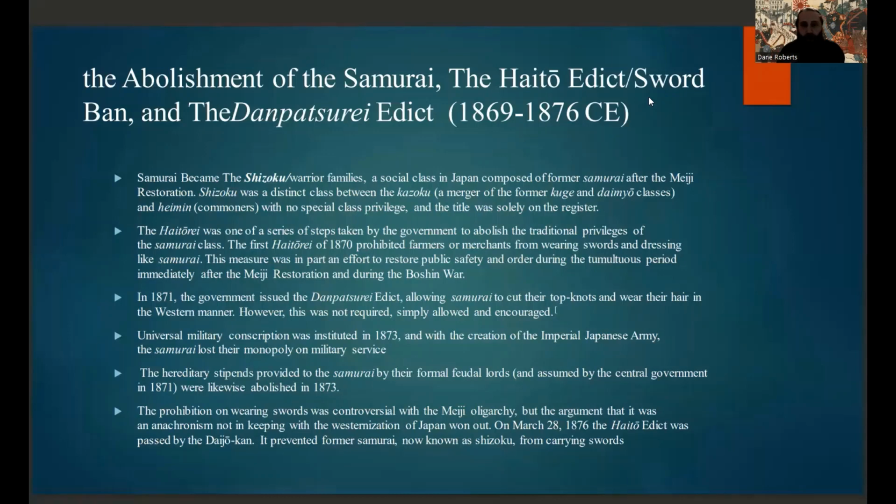And so in 1876, the Haito Edict, which again was connected to the Haito-rei, was passed by the Daijo-kan, one of the ruling councils, and it prevented former samurai from carrying swords, much like the Haito-rei did for all classes.